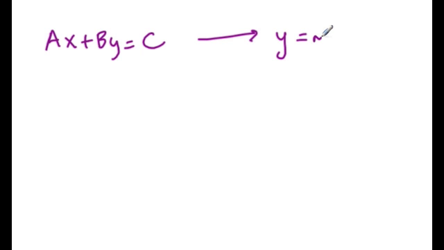Hey guys, in this video I'm going to show you how to convert from standard form to slope-intercept form. So first thing we're going to do is write an equation in slope-intercept form, and I'm going to use the a, the b, and the c. All right, and what we're going to do is convert this into y equals mx plus b. A lot of letters going on there.